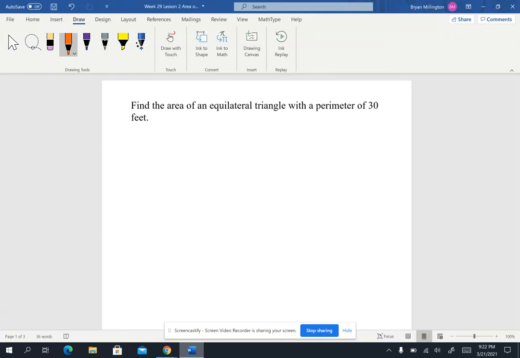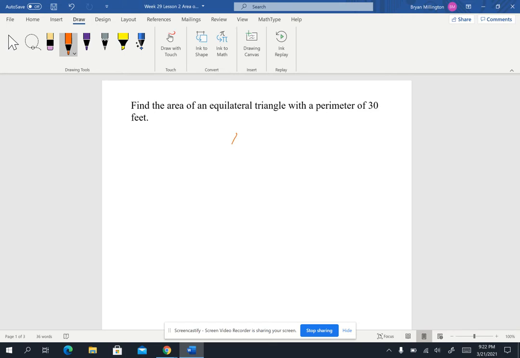This video is all about finding the area of regular hexagons. And we're going to start though with a problem about finding the area of an equilateral triangle. You'll see why we're doing that once we get to the hexagons. So here goes. It says find the area of an equilateral triangle with a perimeter of 30 feet.